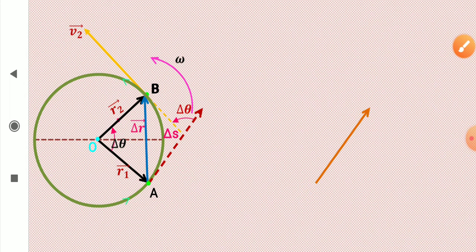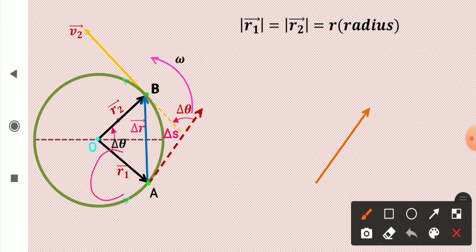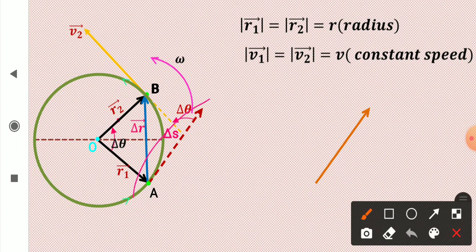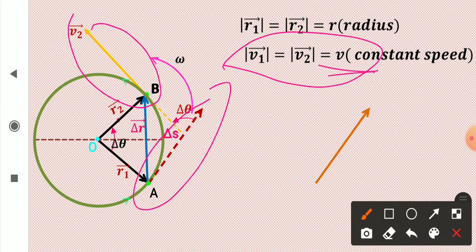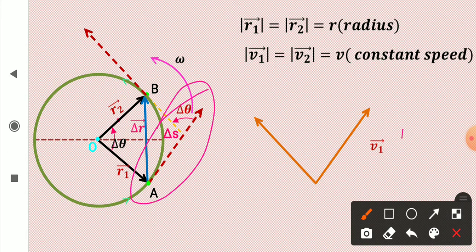So I have to find out final velocity v2 minus initial velocity v1. So that is going to be the line of action, and we will do vector subtraction. Now both the vectors r1 and r2 have the same magnitude, which is equal to the radius, and both the velocities, this one and this one, have the same magnitude which is equal to v, the speed. And since I have to take vector subtraction, I made a vector parallel to this and another vector parallel to this.